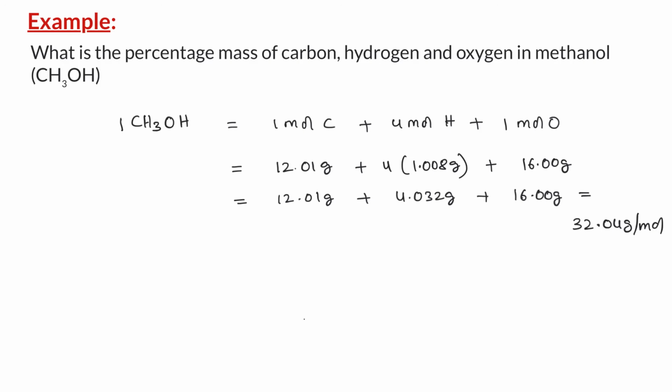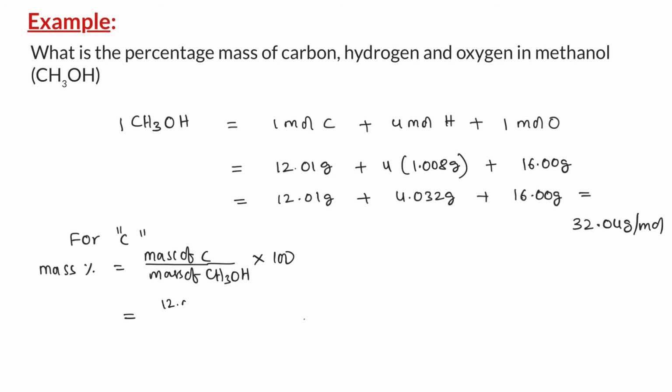32.04 grams per mole. Let us calculate the mass percentage of each of the elements, that is carbon, hydrogen, and oxygen. For carbon, mass percentage is equal to the mass of the carbon, which is 12.01 grams, divided by the mass of the compound, which is 32.042 grams, times 100. If we do the math, we get 37.48%.